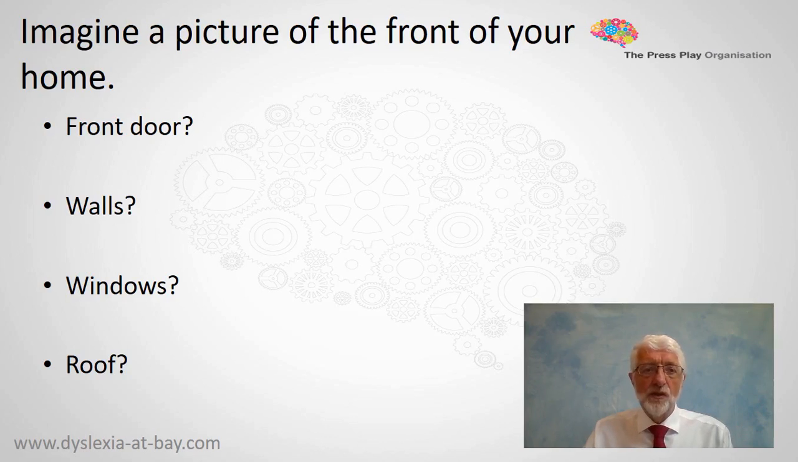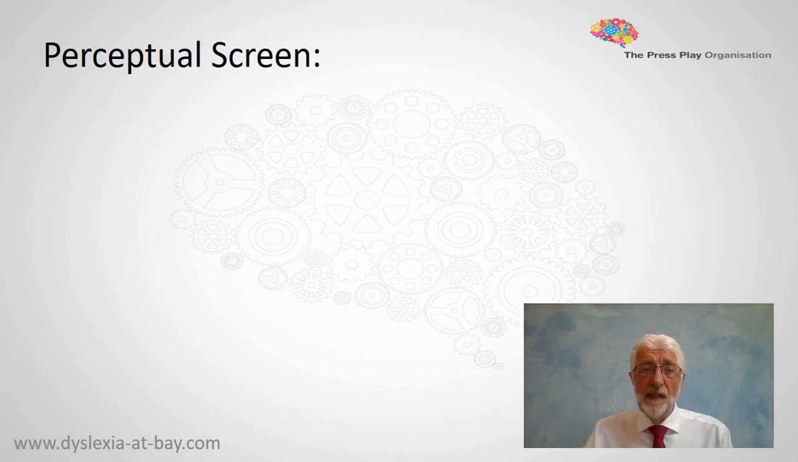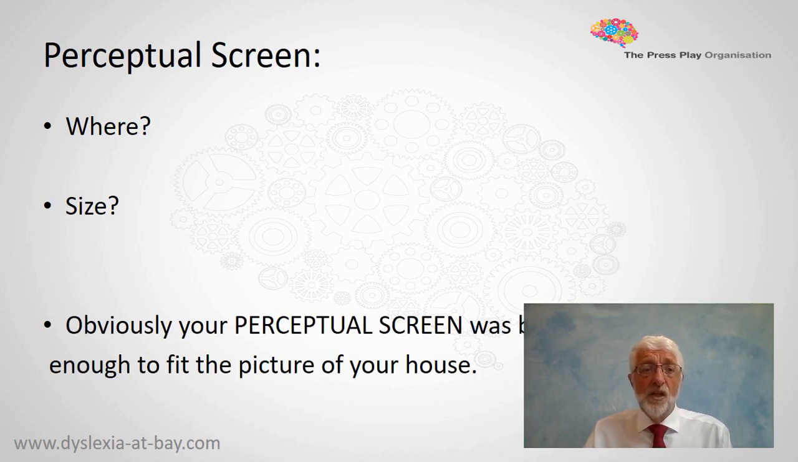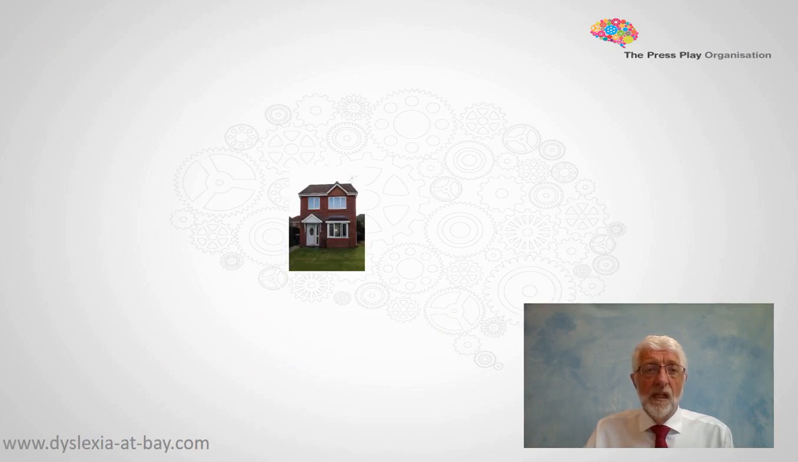Now you can answer all those questions quite easily because you've made a picture of your home on your perceptual screen. So what I want you to do is point to where the front door is on your picture. Now with your finger, run round the outside of the house so you can get an idea what size of a picture you're making. So obviously your perceptual screen was big enough to fit the picture of your house on it. But size matters. Why?